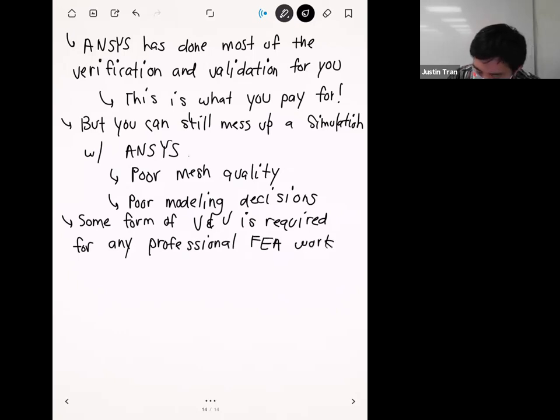And this goes for research too. And so, if you're doing any kind of research work with FEA, you have to do some V&V just to make sure that your results are good. Okay. I can't tell you how many research presentations I've been to where people just dismiss results because a mesh convergence test wasn't performed or something like that. Okay. All right. So let's talk about what are some things that you can do in order to show that your mesh quality is good and your modeling decisions are good.